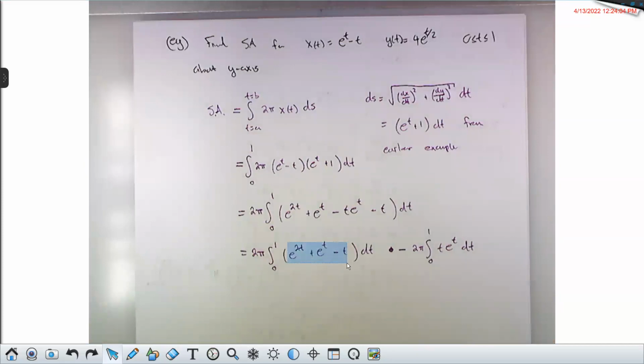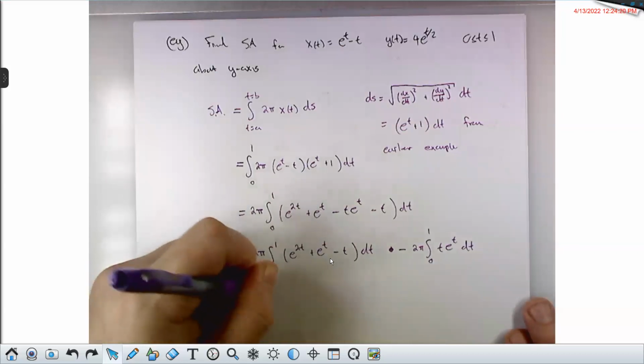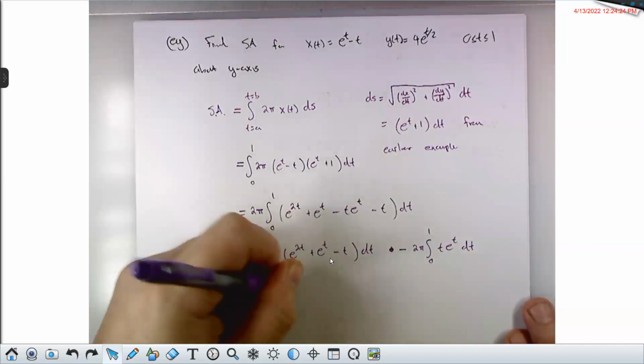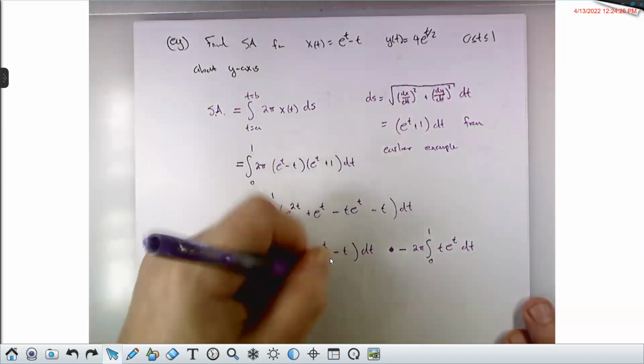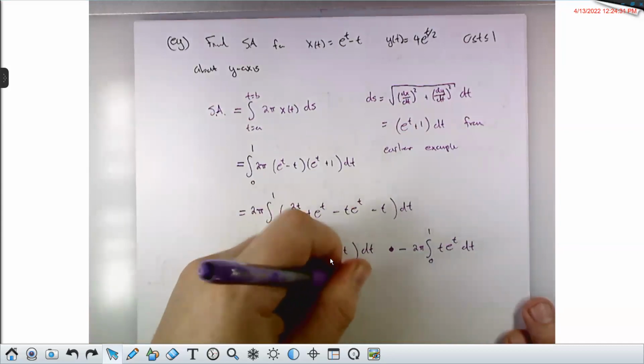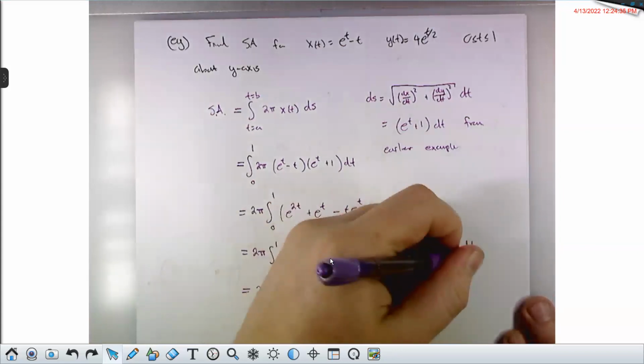This first piece, I grouped those 3 terms together because none of these require anything too fancy. The e to the 2t is a little micro u sub. E to the t, of course, will anti-differentiate to e to the t. And the t itself is a power rule thing. So my antiderivative here is 1/2 e to the 2t plus e to the t minus 1/2 t squared, and that will be evaluated from 0 to 1.